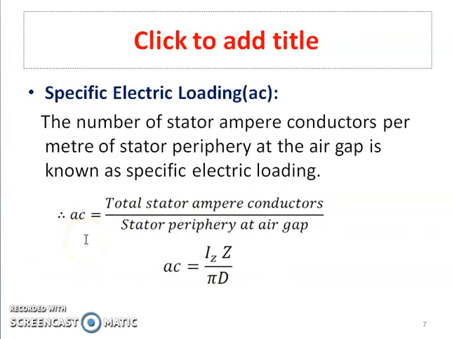Then what is specific electric loading? The number of stator ampere conductors per meter of stator periphery and the air gap is known as specific electric loading. And this specific electric loading is the ratio of total stator ampere conductors to stator periphery at the air gap. And this AC is, as total stator conductors are taken as product Iz into Z, and stator periphery at the air gap is nothing but circumference, and it is taken as pi D.